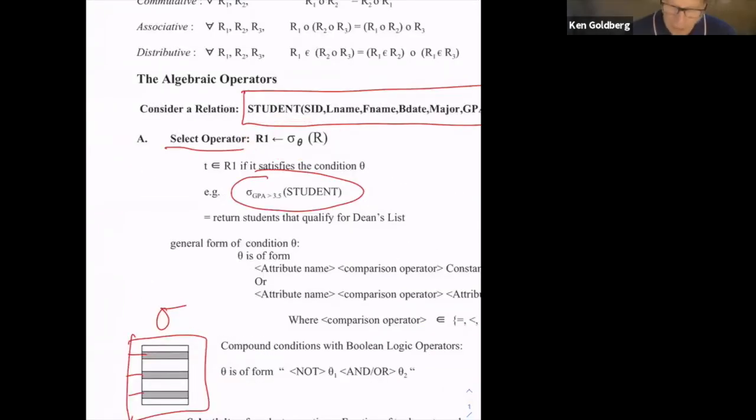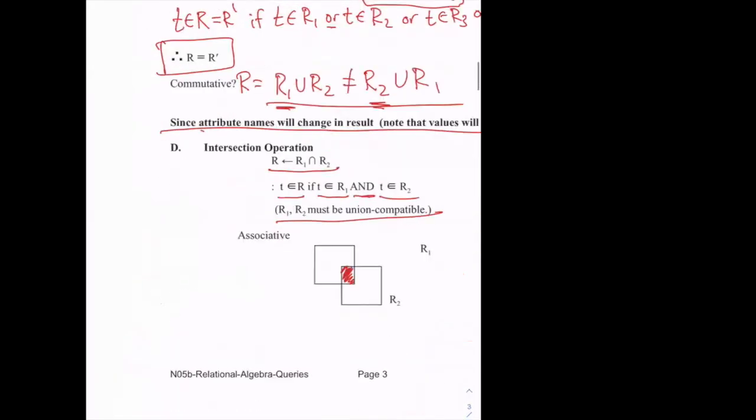You notice how I have something in parentheses. That's the relation I'm going to be operating on. I'm going to take the select with a condition and operate on another relation to get a new relation out. Okay, and what's the difference between select and project?